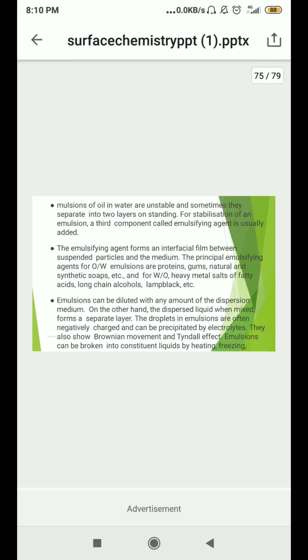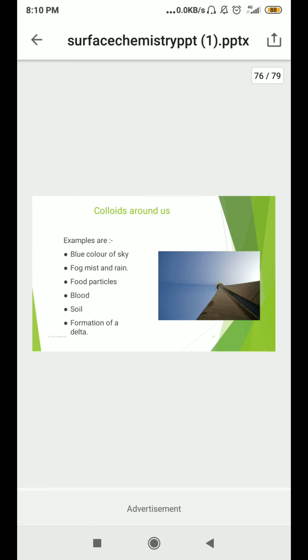Next point is emulsion can be diluted with any amount of dispersion medium. On the other hand, the dispersed liquid when mixed forms a separate layer. The droplets in emulsion are often negatively charged and can be precipitated by electrolytes. They also show the Brownian movement and Tyndall effect. Already discussed about the Brownian movement and the Tyndall effect, and these emulsions can be broken into constituent liquids by heating and freezing.